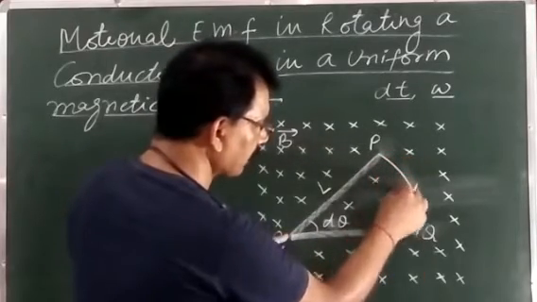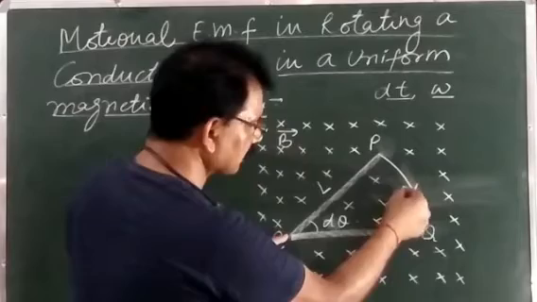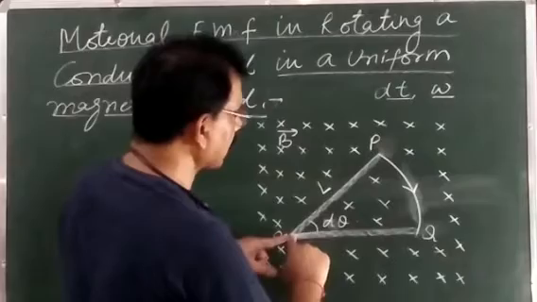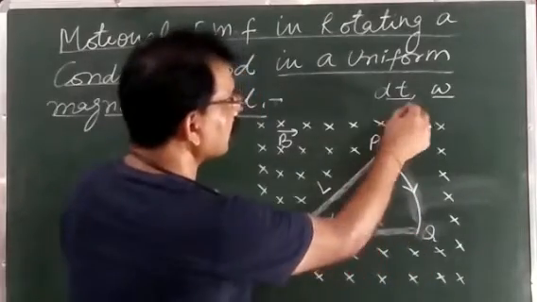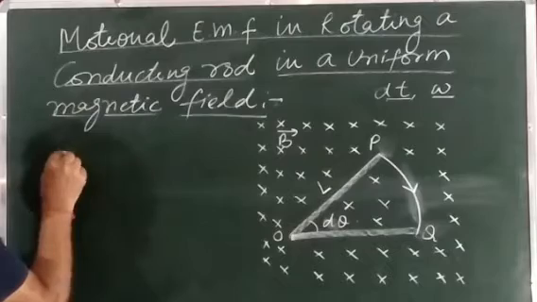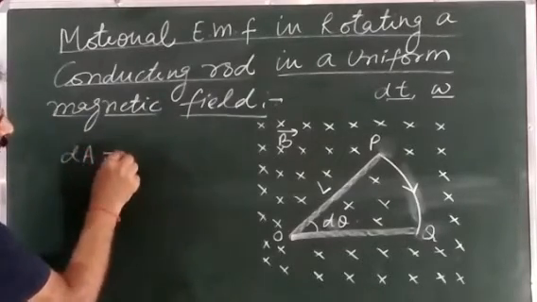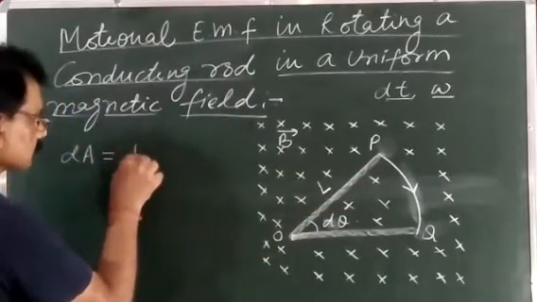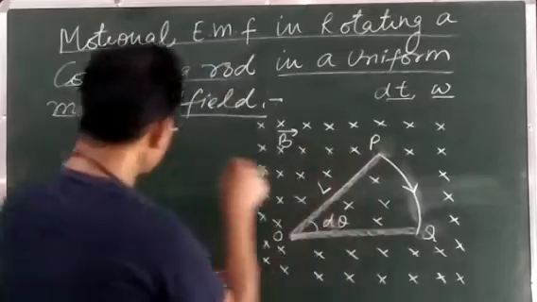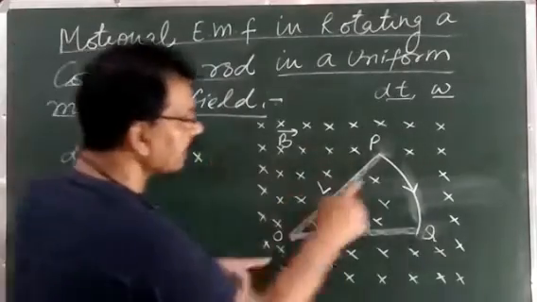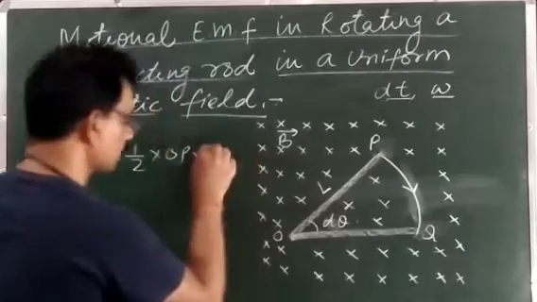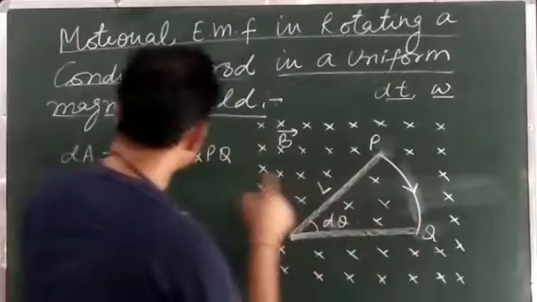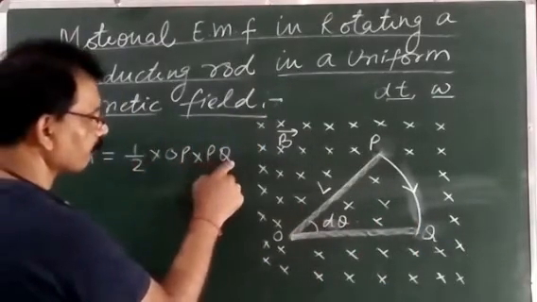For a small d theta, this arc PQ is nearly a straight line, so this becomes a triangle and you can take the area of OPQ. In time dt, the area covered by this conducting rod, dA, is equal to half into OP into PQ.